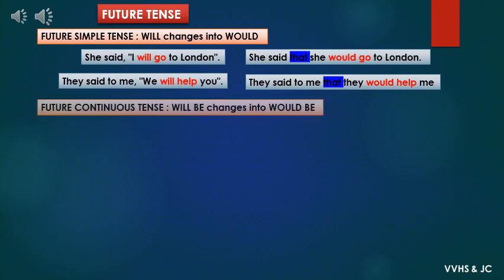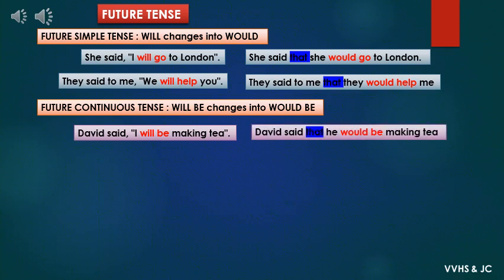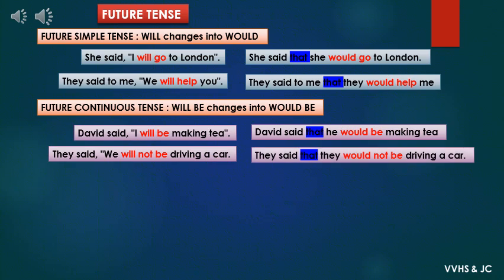Now will be changes into would be. For example, David said, "I will be making tea." The indirect speech will be, David said that he would be making tea. The other sentence is, they said, "We will not be driving a car." The indirect speech would be, they said that they would not be driving a car. So will be changes into would be.